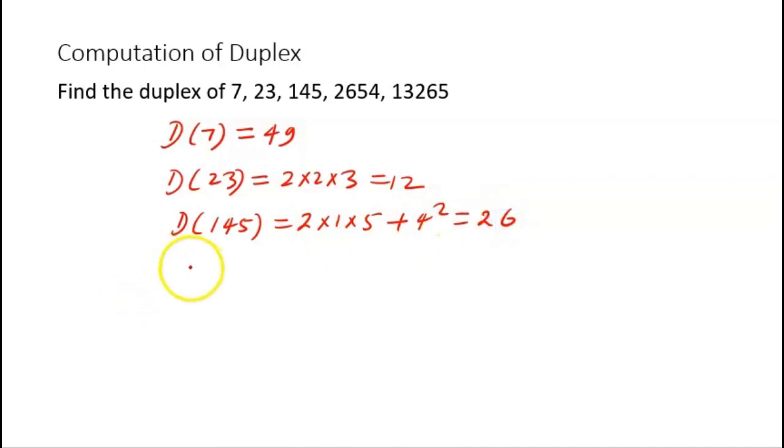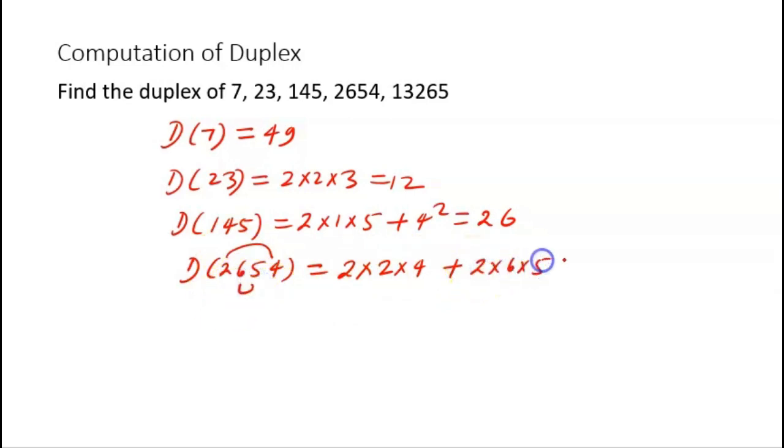What is the duplex of 2654? You can easily guess it. It is 2 into 2 into 4, the product of first and last multiplied by 2, plus 2 times 6 into 5. So how much is that? 4 into 4 is 16, plus 12 into 5, 60. So the answer is 76.